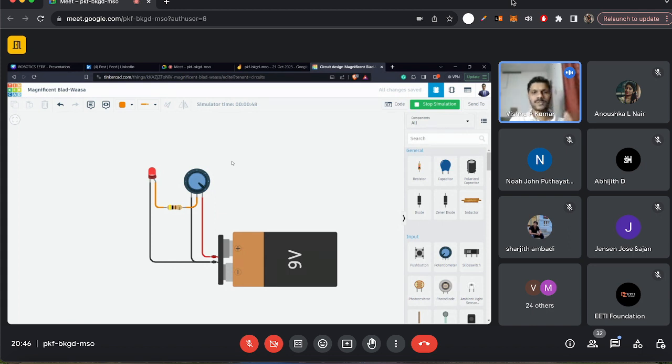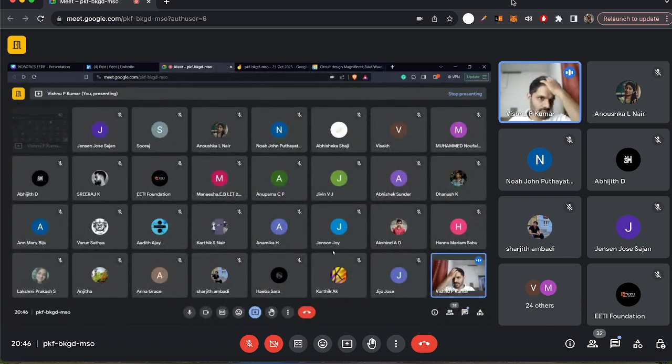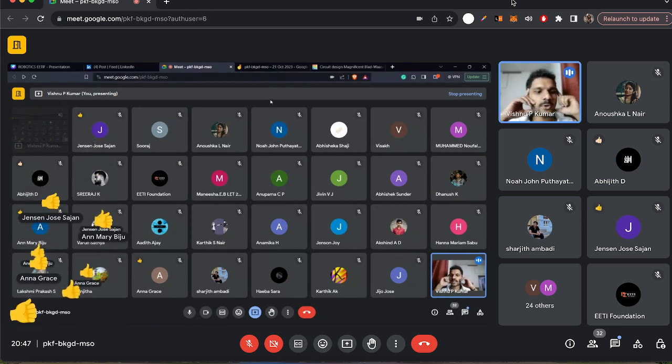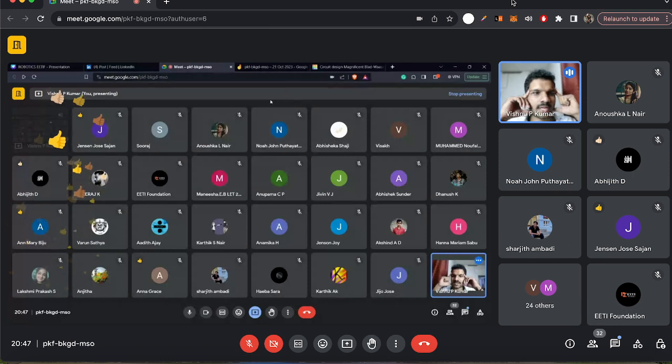Okay, so this is how you do the simulation before doing a real circuit. Okay, so is that fine? Do you understand everything? Yeah. And do you know any other software which does the same thing? Just before the hardware building, you can try out something with the simulation. Do you know any other software other than TinkerCad?